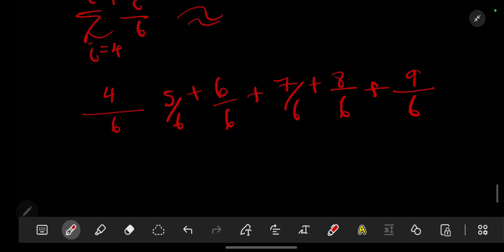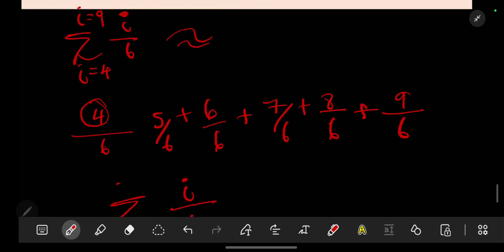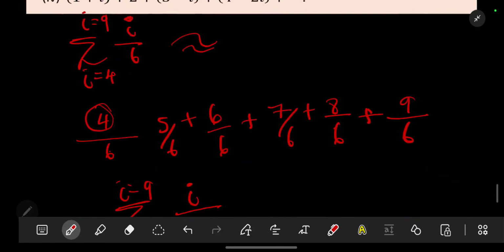Then after doing that, you can say the summation of this is the same as I over 6 on top, so that the 4 here you can start from I is equal to 4, from 4 to I is equal to 9. So both of these are valid, but it matters how you represent the work.